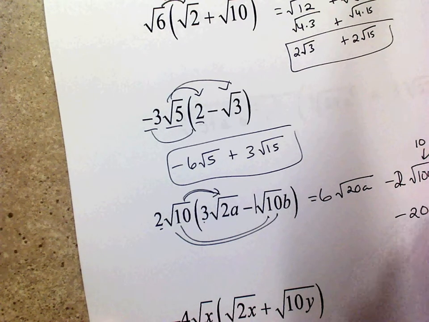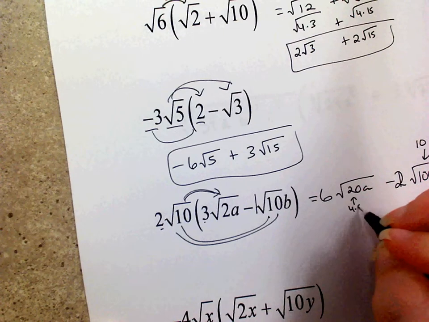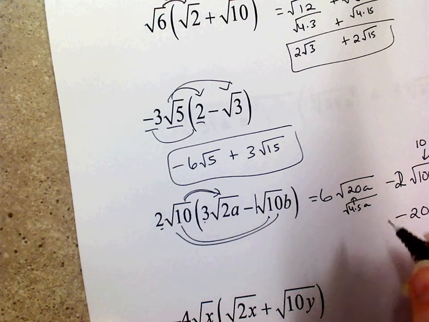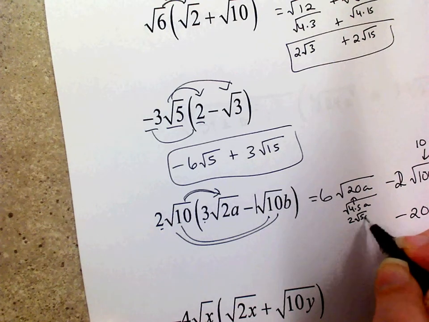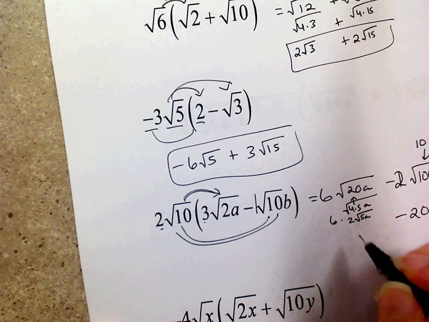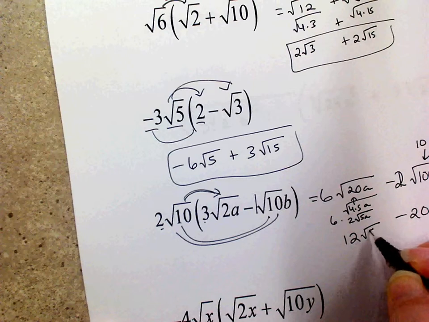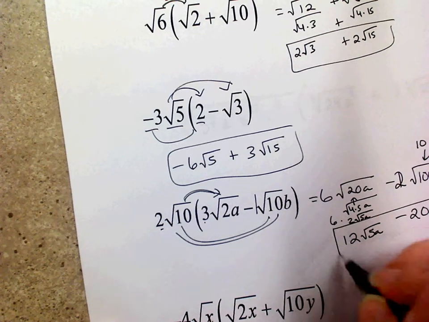This is 4 times 5 times a, which I can take the square root of. It's 2 times the square root of 5a. Well, 2 times 6 is 12 square roots of 5a minus 20b. And so let's do this one.